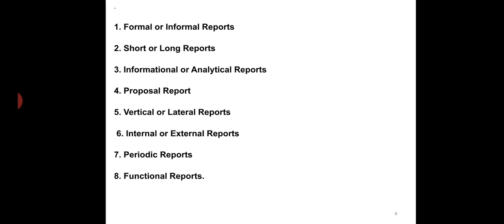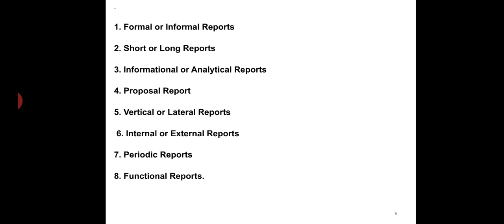Here the vertical reports are those that move upward or downward along the hierarchy that is mentioned. So reports moving up and down, that is vertical report. Another one is lateral report, otherwise also called horizontal report. Horizontal report is nothing but this type of report moving from one unit to another unit of the organization at the same level.